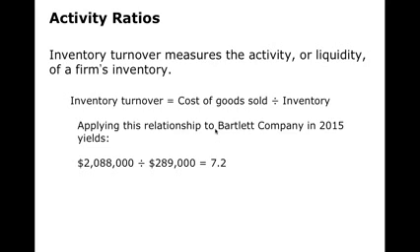Now, inventory turnover measures the activity of a firm's inventory. So we look at the cost of goods sold divided by inventory to get the inventory turnover. The cost of goods sold is sales minus the gross profit, which gives you the cost of goods sold. So you look at the revenues and the cost for those revenues, and you divide by inventory. And again, the higher this number, the better.